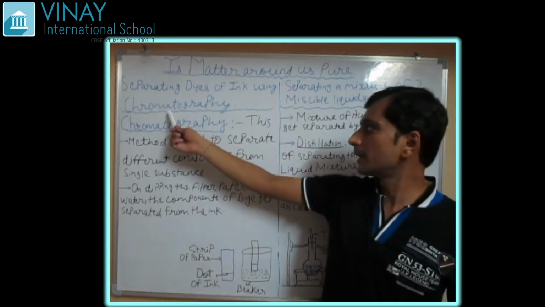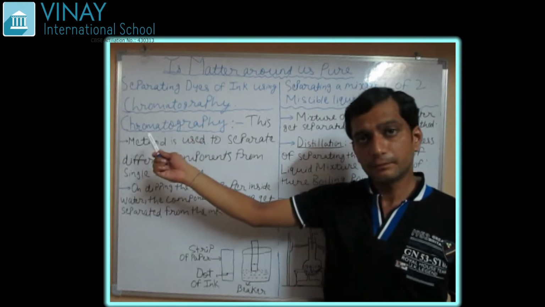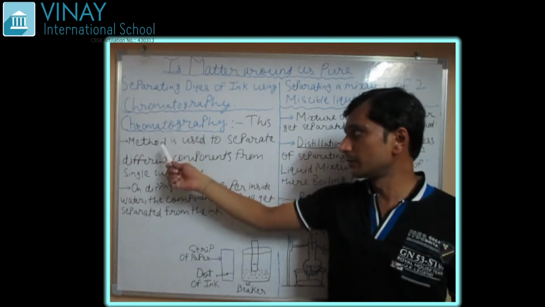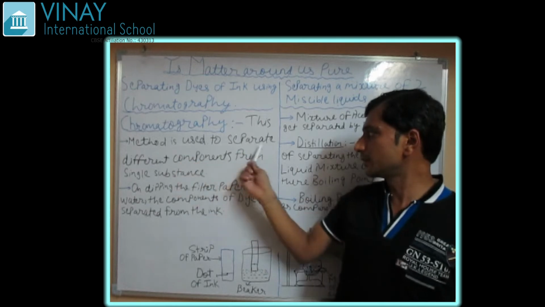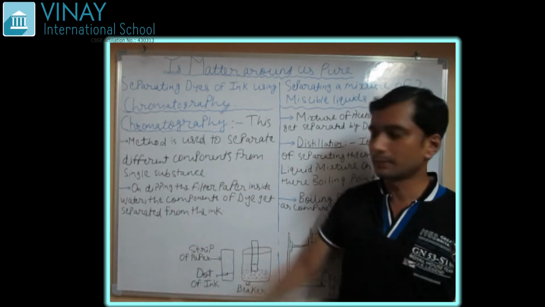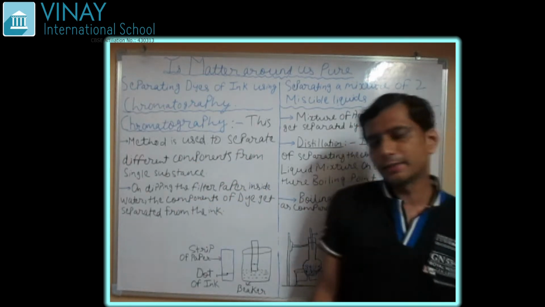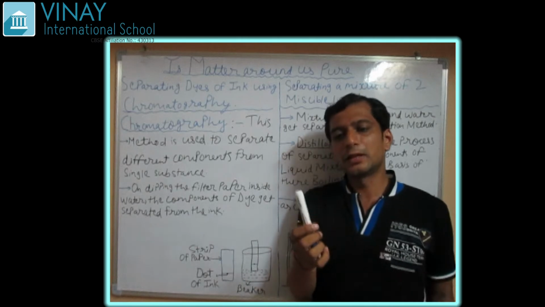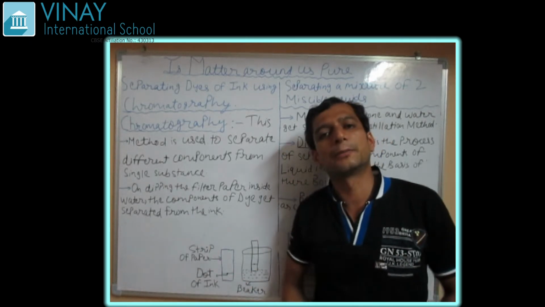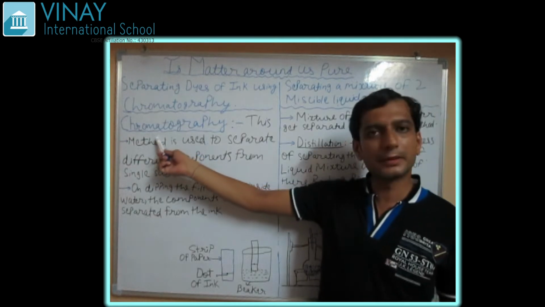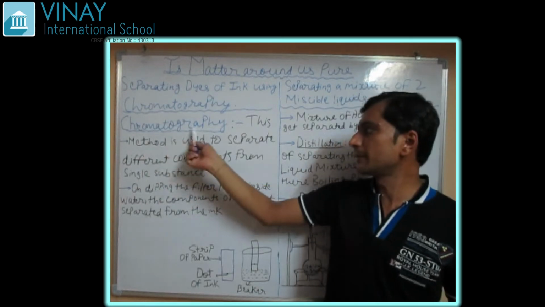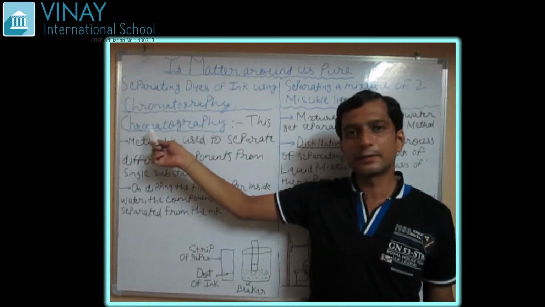Here see, one word is given, chromatography. It might be a new word for you. What does chromatography mean? This method is used to separate different components from a single substance. Means from one single substance you can form a multiple number of substances. First of all, try to remember this word. Chromatography. What does chromatography mean?